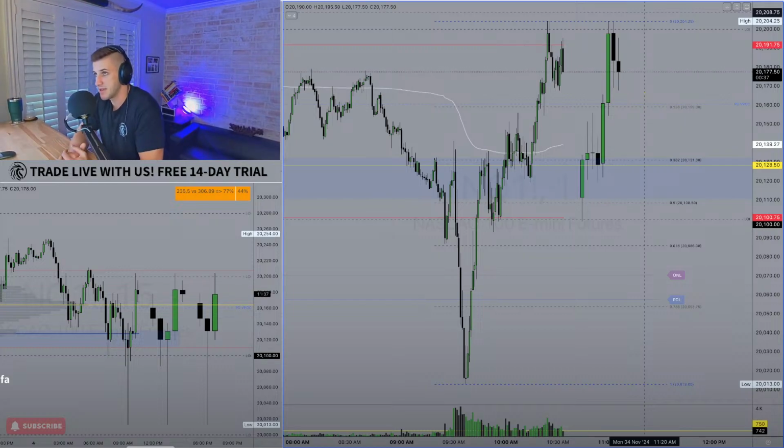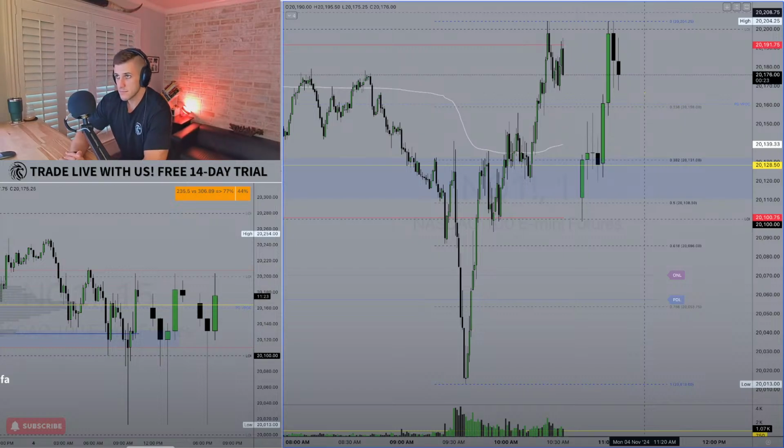And now with price making a lower high, it kind of changes the structure a bit here. I may end up just calling it. Give it a few more minutes.